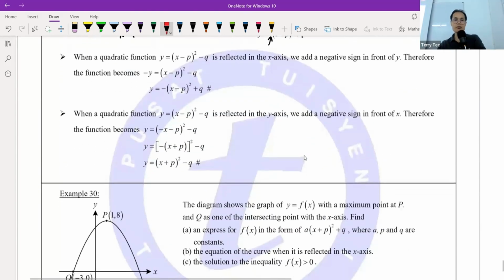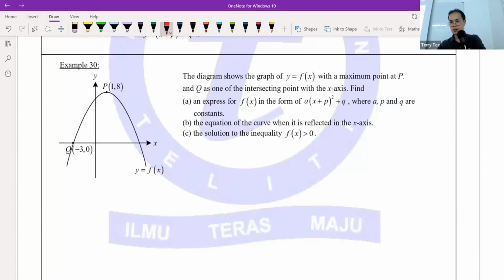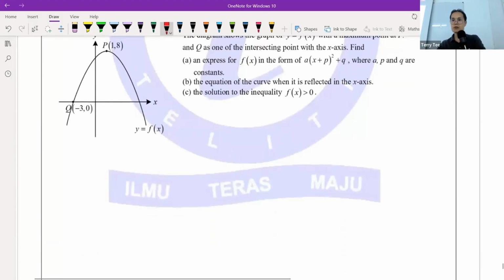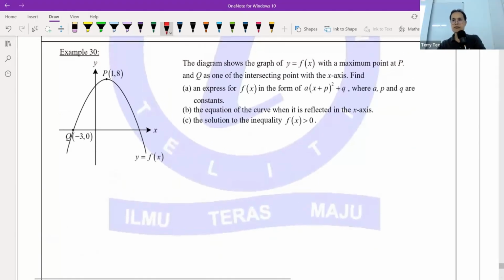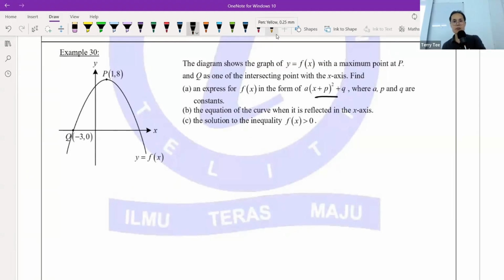All right, let's do one example. Example number 30. In this example, everyone, the first few parts are all the same. We have done this before. We're supposed to find an expression for f(x) in this form. Let me start from here because I need a bit more space. I will write f(x) with the maximum value. I know it's maximum because based on the graph it is a maximum here. Your maximum value is q when the one inside the bracket is 0, x is -p.